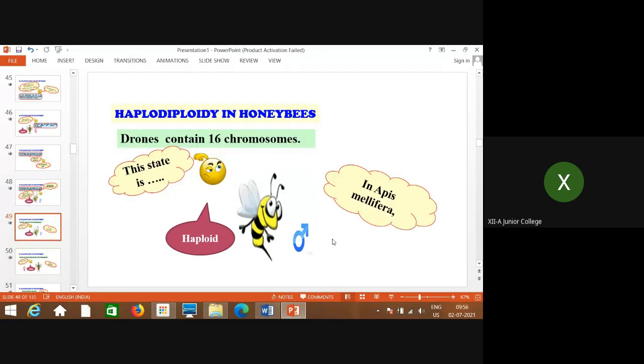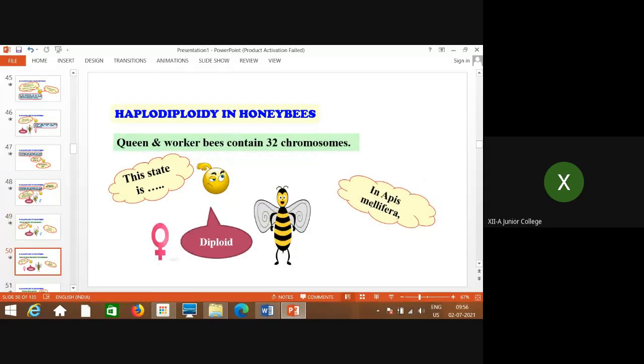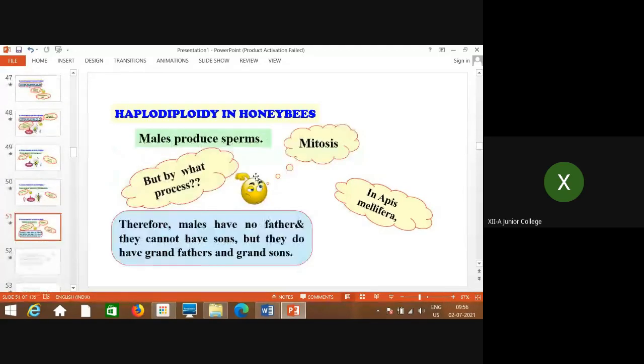Now, drones contain 16 chromosomes. So this state is called haploid. In Apis mellifera, that means in honeybees, drones are called males. Drone is the word used in honeybees for males. They contain only one set of chromosomes, that is 16. The number is 16. Whereas the female is diploid. Queen and worker bees contain 32 chromosomes. That means this is the diploid state. In honeybees, the diploid state is observed in queen and worker bees, where the number of chromosomes is 32.